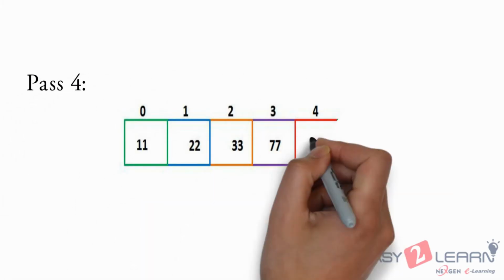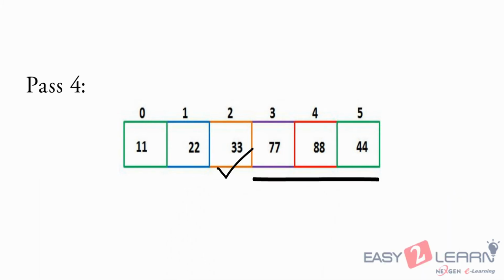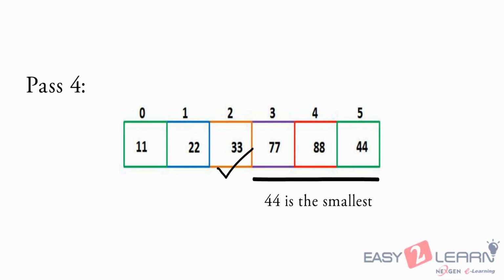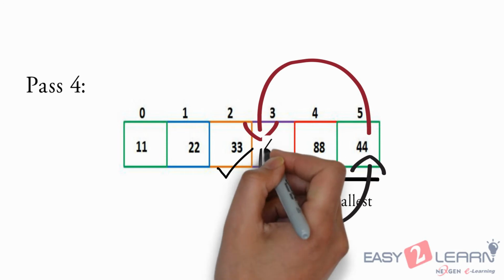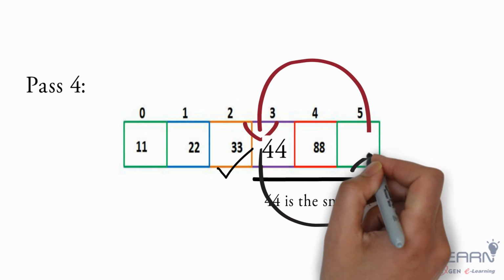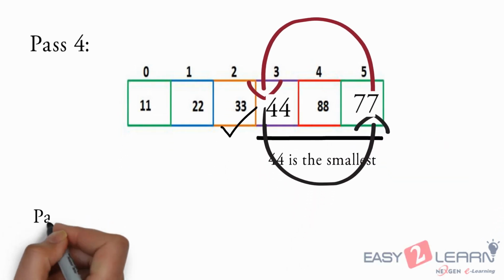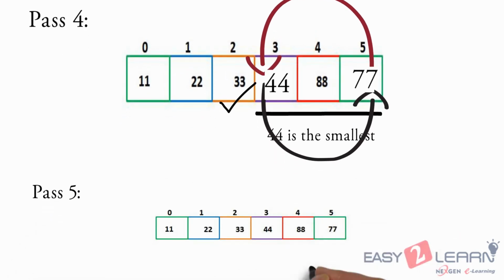So in pass 4, we look at the remaining elements. Among these, 44 is the smallest. So I'll keep 44 in position 3 and replace the value here in the place of 44. So we are left out with only 2 elements according to our example. So that's pretty simple here.